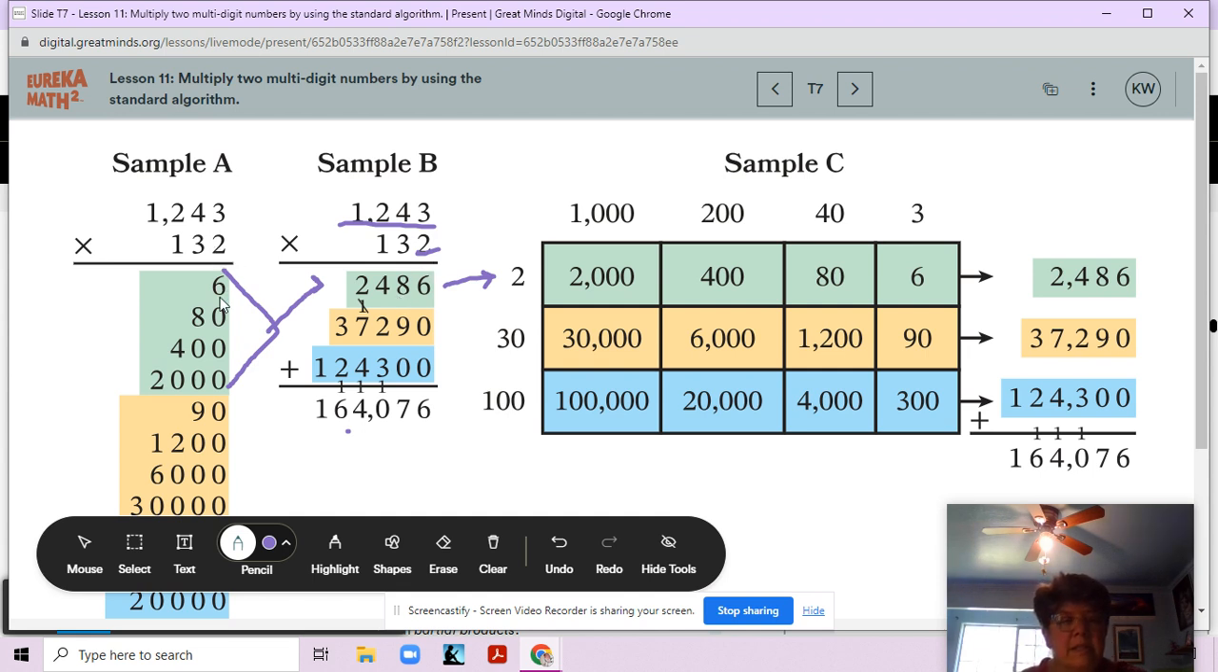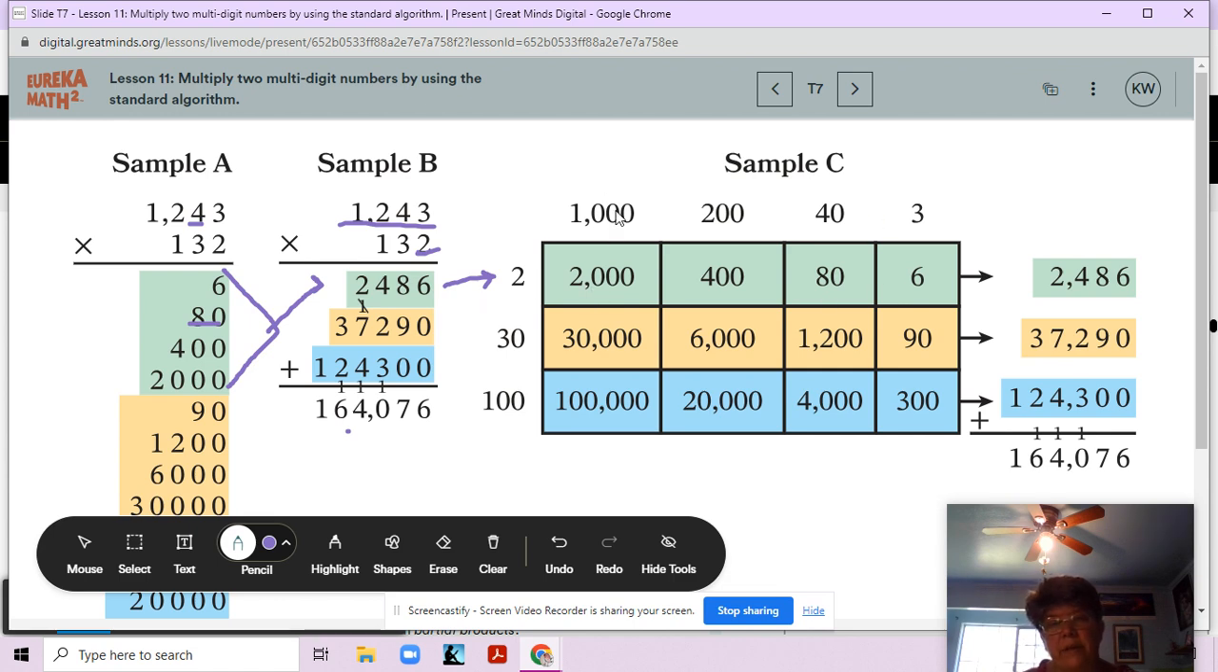See, 2 times 3 is 6. Then 2 times 40 is 80, right? So you have to remember that this is 40 when you multiply it. That's why sometimes I get stuck on it. 2 times 200 is 400, and 2 times 1,000 is 2,000. See how it works? So it's very similar to your standard algorithm, except standard algorithm you have to carry. 2 times 3 is 6, 2 times 4 is 8, 2 times 2 is 4, and 2 times 1 is 2. And you have it all written right there. Do you see how that works?